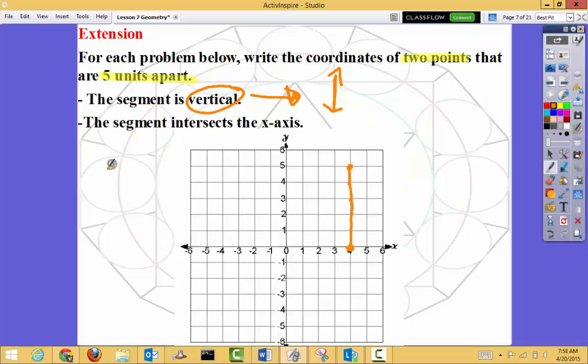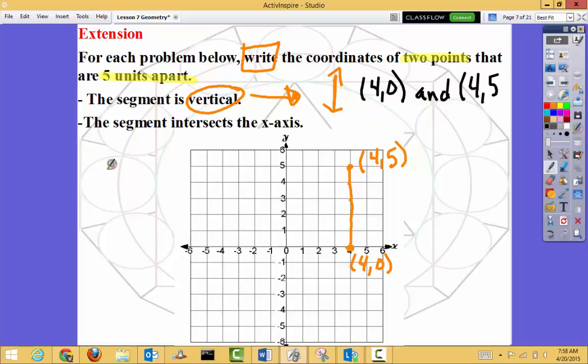And it doesn't say, though, plot. It says write. So I need to give its coordinates. This is 1, 2, 3, 4, comma 0. And it went up 1, 2, 3, 4, 5. So it's 4, comma 5. So this answer for vertical is 4, comma 0 and 4, comma 5. There could be many other answers because if I did this one and this one, they're still 5 units apart. So you could have any other kind of answer as long as they're 5 vertical units apart.